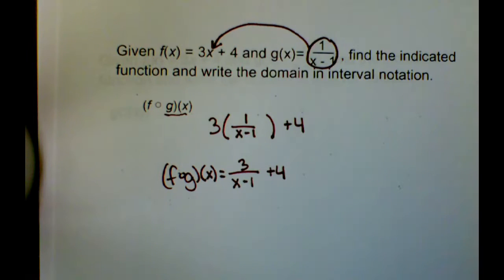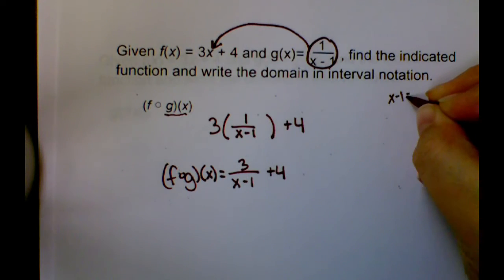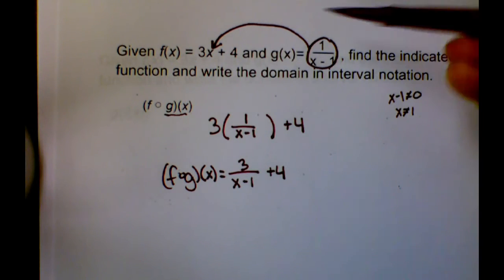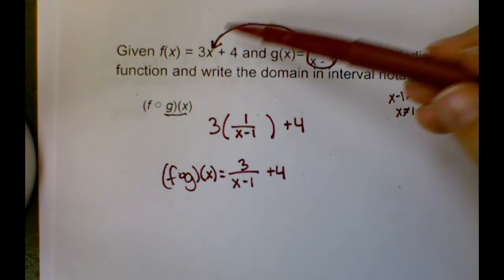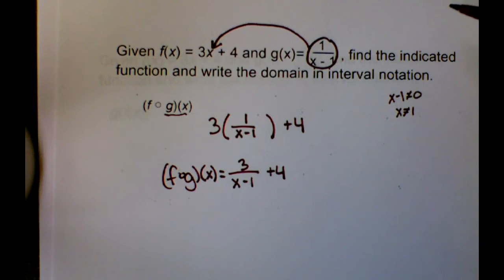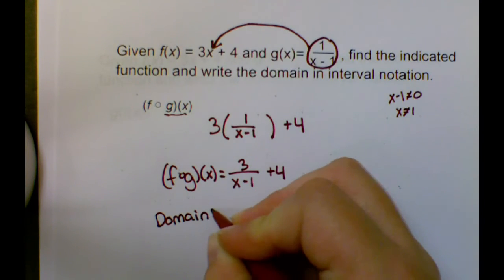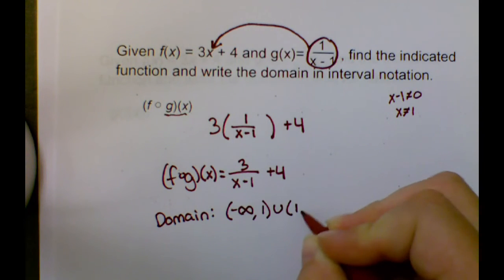The domain, we have to think about what the domain of g of x is. Well, the domain of g of x is that x minus 1 can't be 0, so x couldn't be 1. The domain of f of x is all real numbers. So plugging g into f doesn't really change anything about the domain. So the domain is just that x can't equal 1. So to write that in interval notation, we write negative infinity to 1 or 1 to infinity.